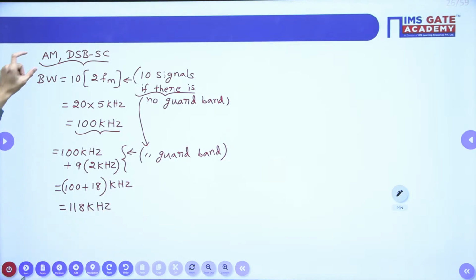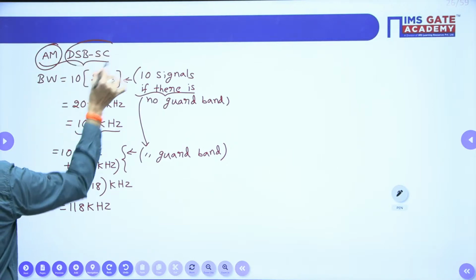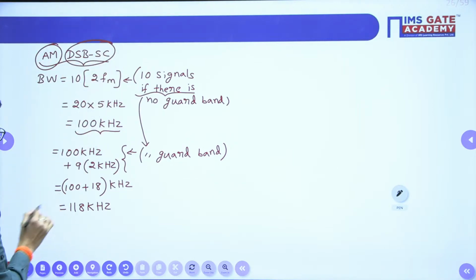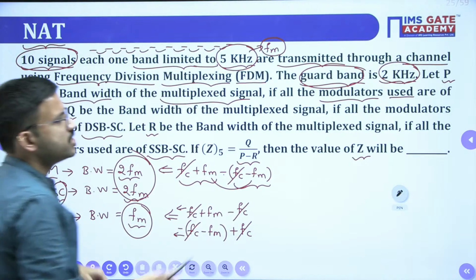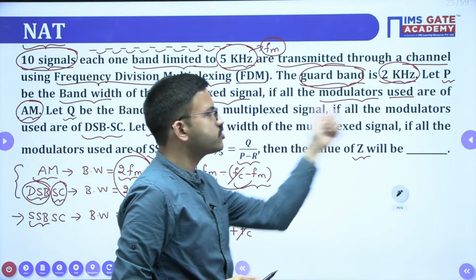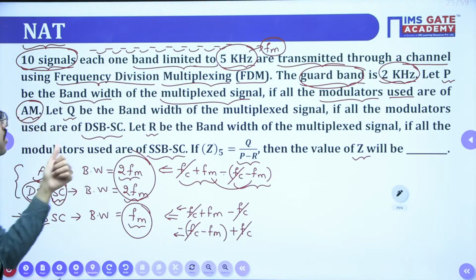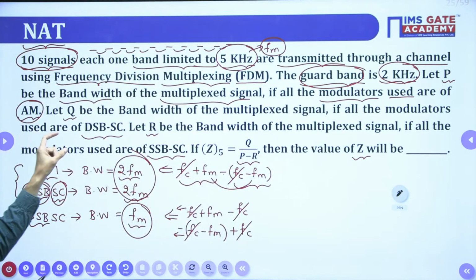So regarding AM and DSBSC, since the bandwidth is the same, whatever the final calculation we are getting, the final answer will remain the same for both AM and DSBSC regarding the bandwidth. So this value is the same for P and Q according to the question. Just observe what they have mentioned: let P be the bandwidth of the multiplex signal if all the modulators used are of AM. Similarly, Q be the bandwidth of the multiplex signal if all the modulators used are of DSBSC.